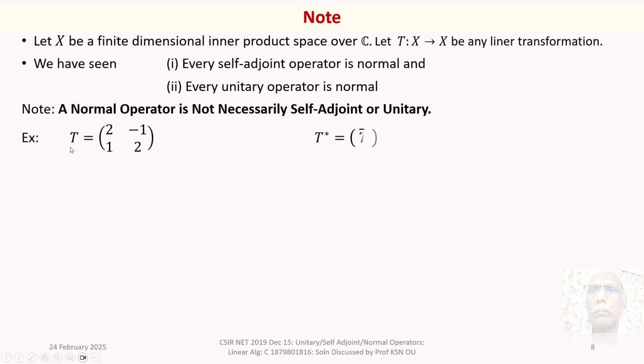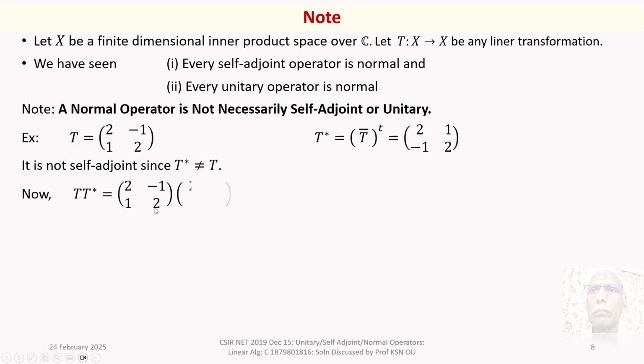Example: T is equal to the matrix with rows (2, minus 1) and (1, 2). Take its T star, the conjugate transpose, which is the matrix with rows (2, 1) and (minus 1, 2). Just the transpose, because the conjugate will not matter here since these are all real matrices. Now, it is not self-adjoint because T is not equal to T star.